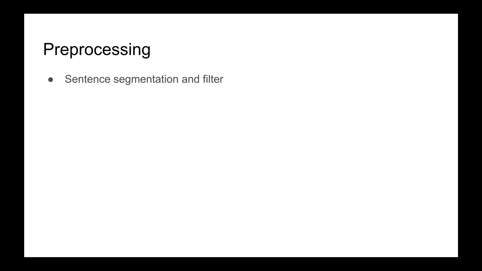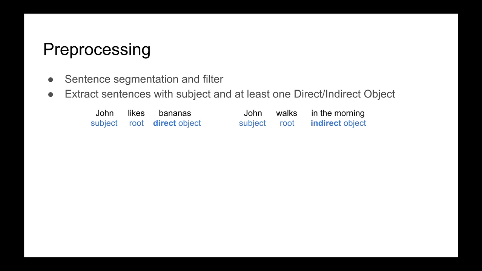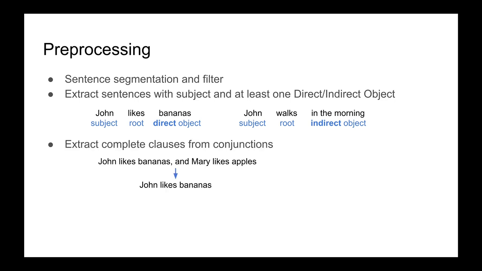We use spaCy to perform sentence segmentation on the document. To avoid asking insignificant questions, we also filtered out sentences that are too short. The required length is determined empirically. Then, using spaCy's dependency parser, we extract sentences that have a subject and at least one direct or indirect object. For sentences with more complicated structure, we will only extract the main clause using the previous criteria and ignore the part after the conjunction.